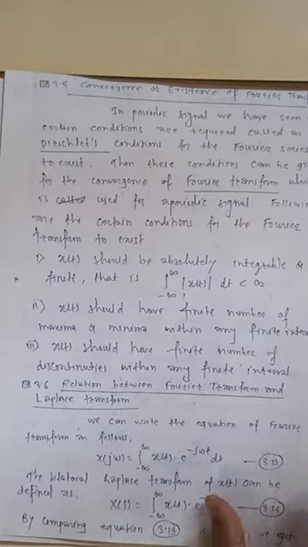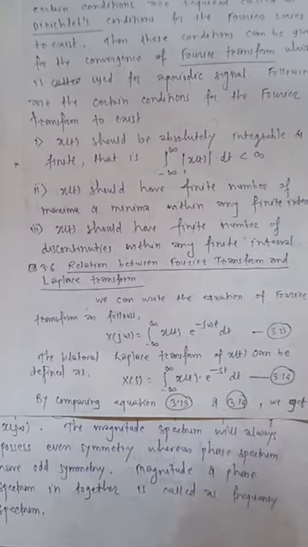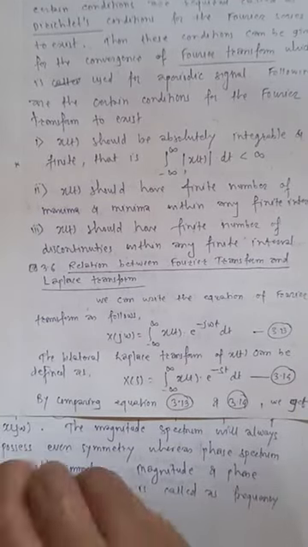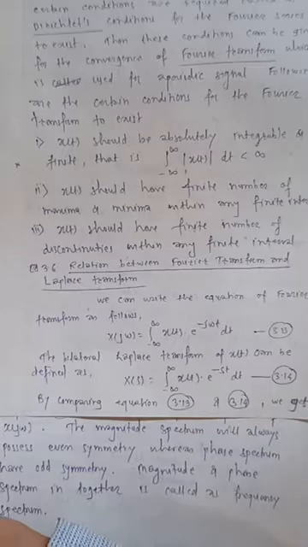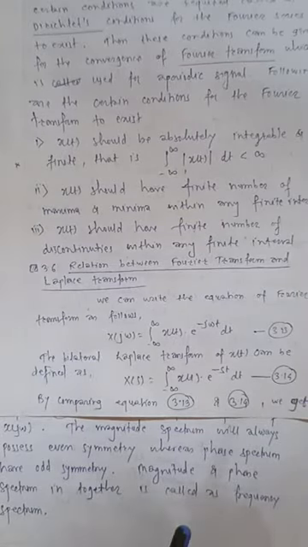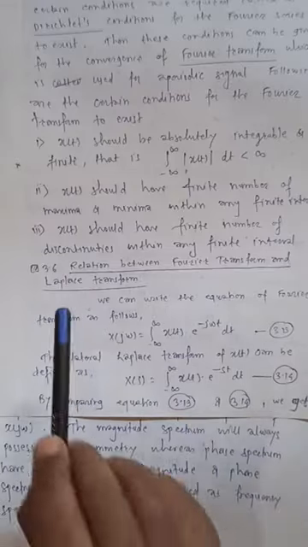Okay. So these are the conditions that have to be followed by that particular x(t). Then and only then can we find the Fourier transform of the given signal. As I have stated, there are different transforms available, so definitely there is a relationship between these transforms. Now look into this.